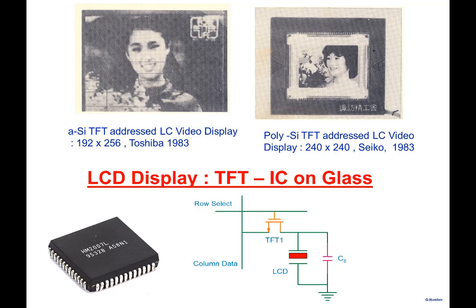This is what you do in an IC. For example, in a traditional silicon IC, all the components you make on silicon, and all the interconnects, wires are also made on silicon. You interconnect them so that you have a complete circuit made on silicon. Same thing is happening here.